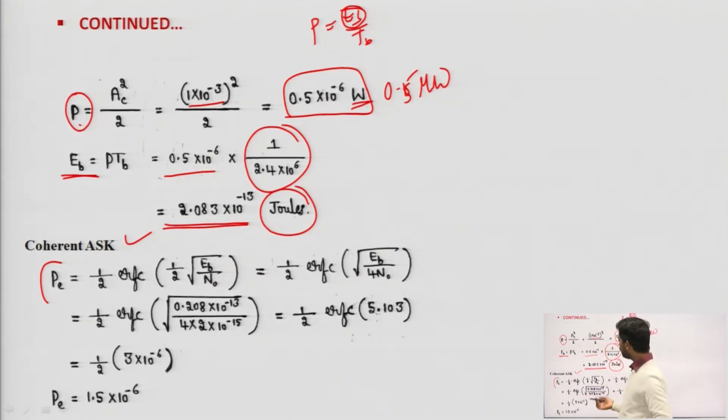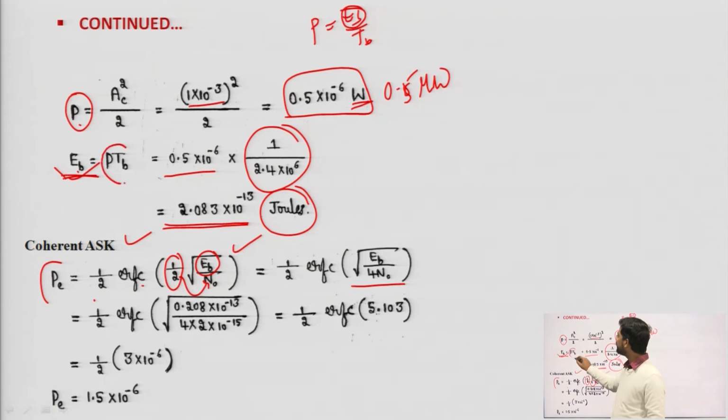For the probability of error, we calculated in the previous lecture: half times ERFC of half multiplied by root EB by N naught. This is the formula. If I take this inside, it becomes root of EB by 4 times N naught. Why have I calculated EB? Because I need EB for calculating PE, the probability of error. That's why I have calculated this much.